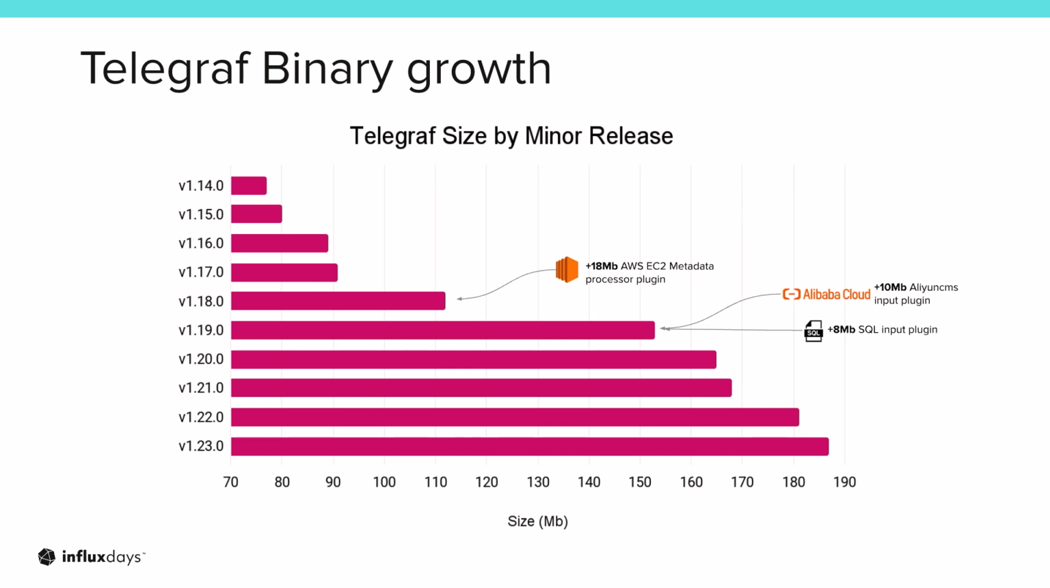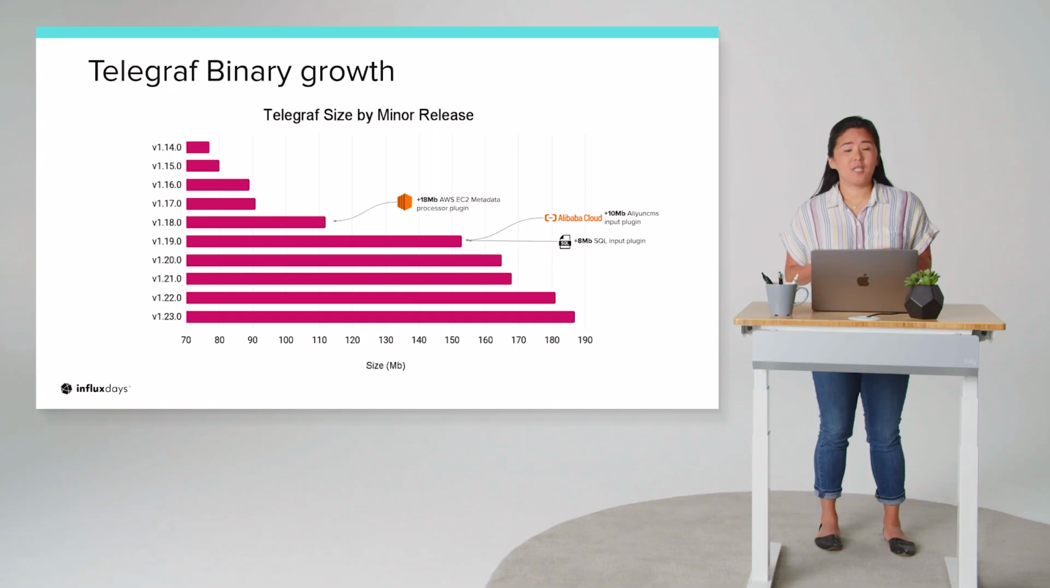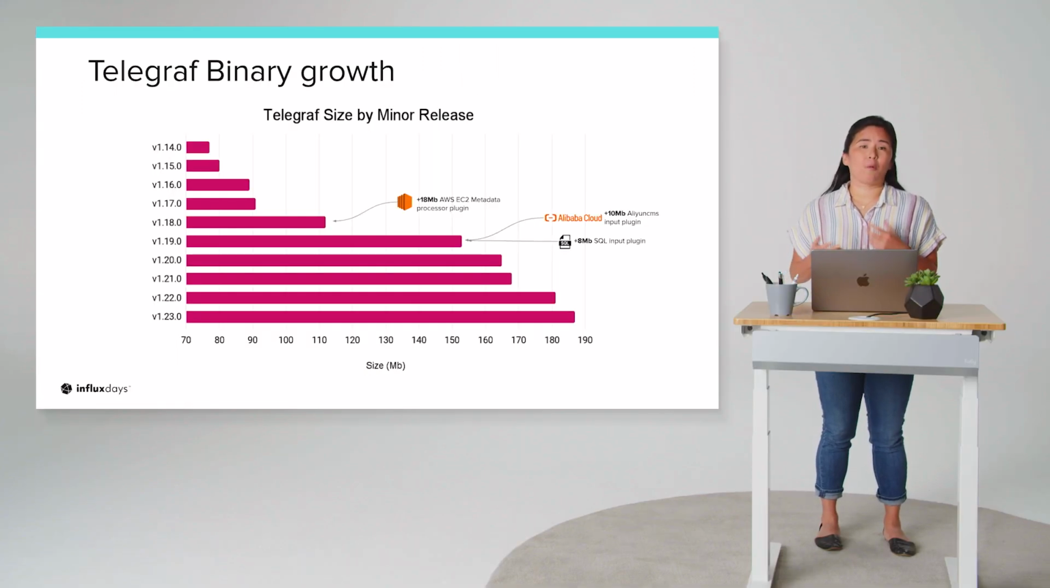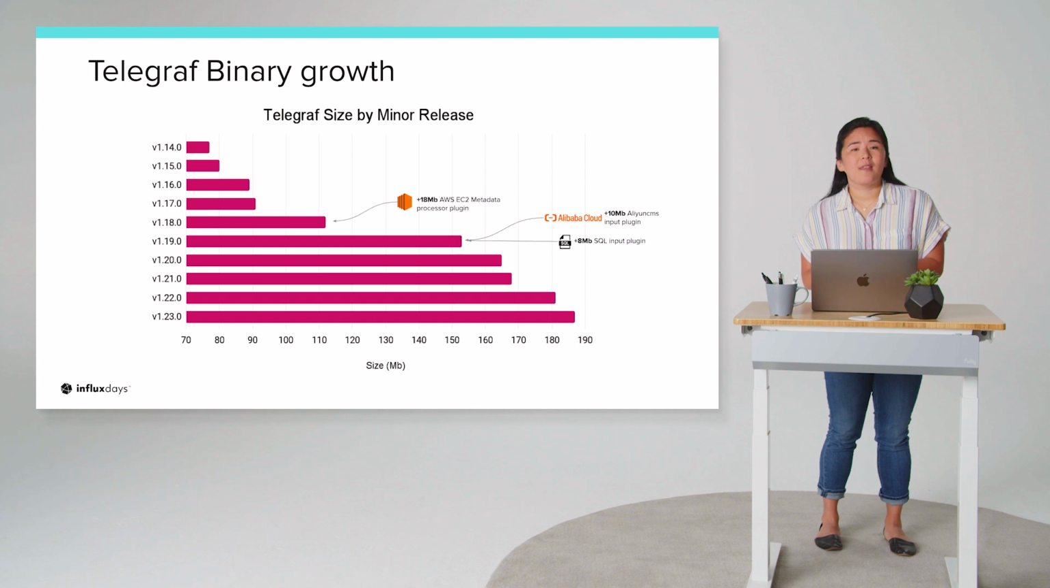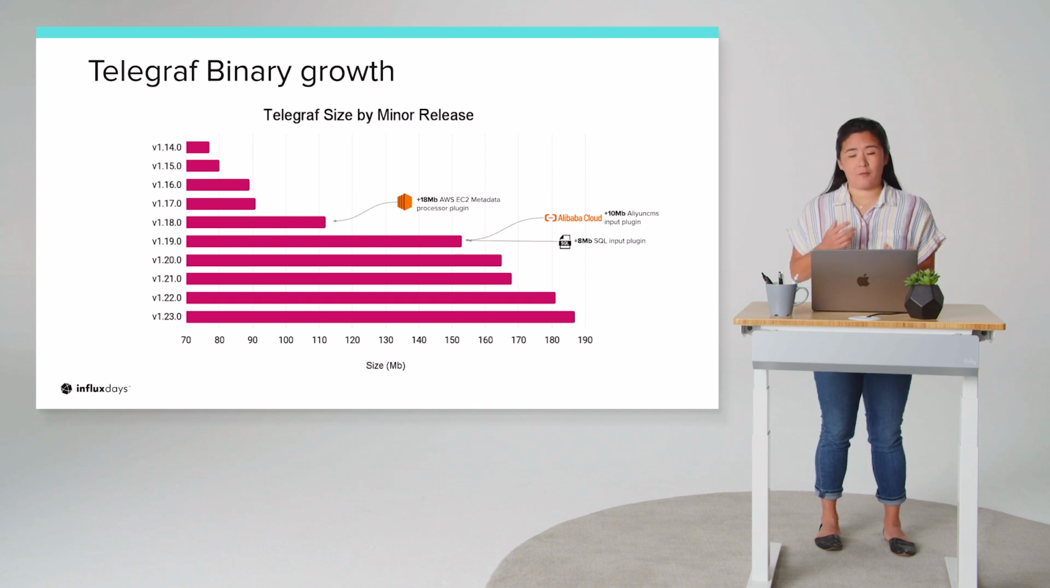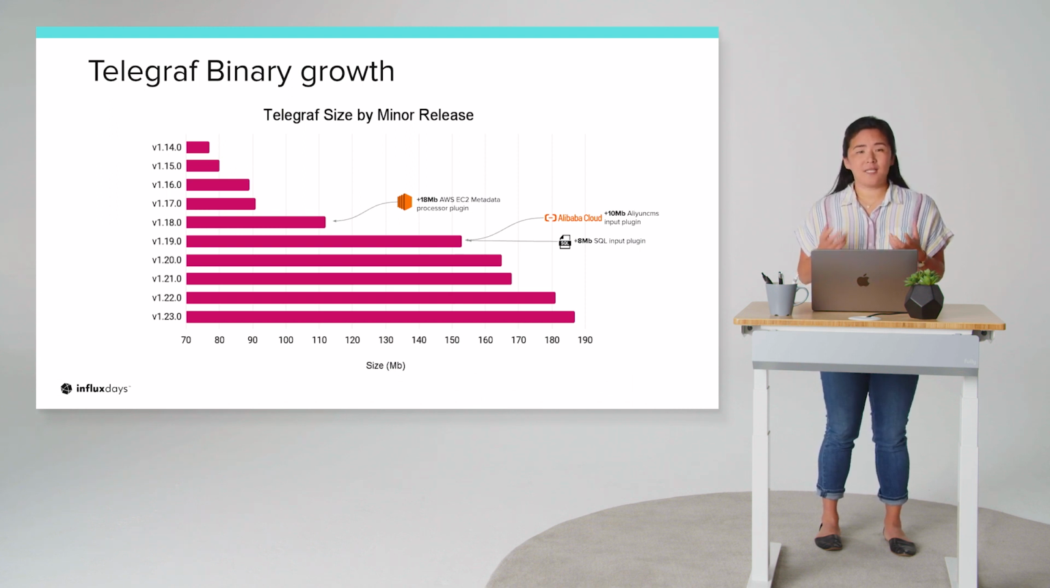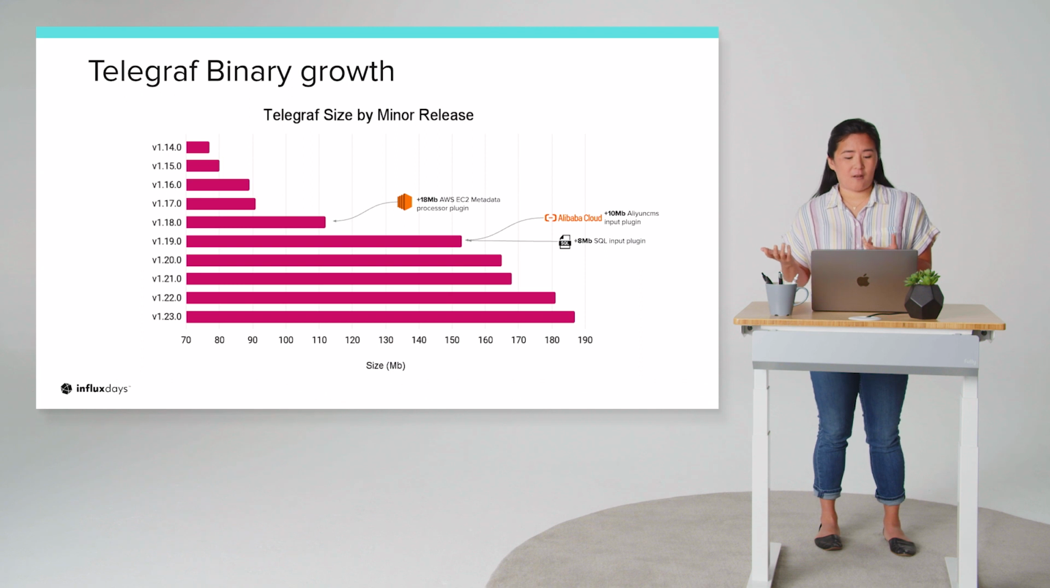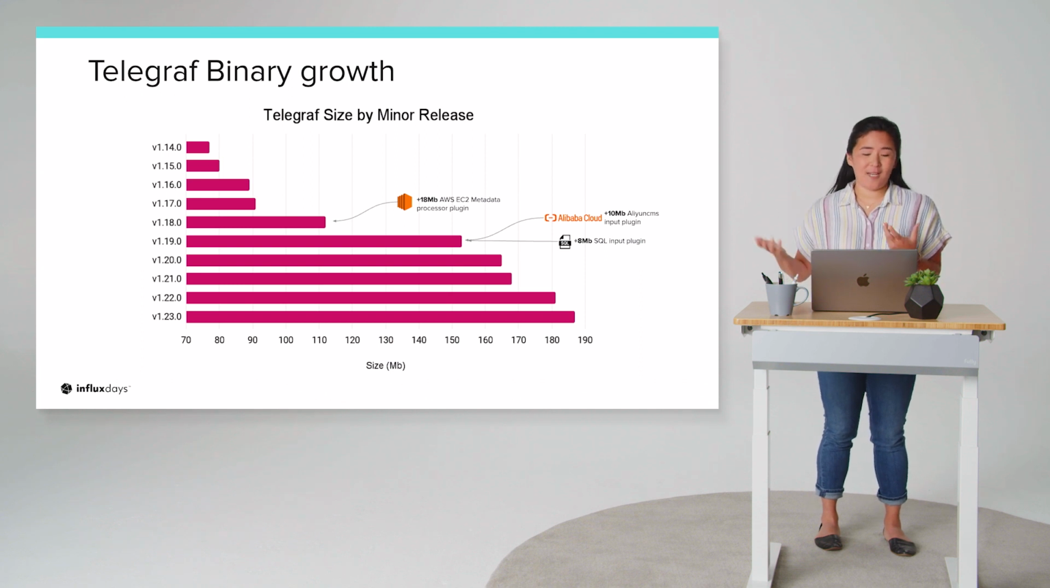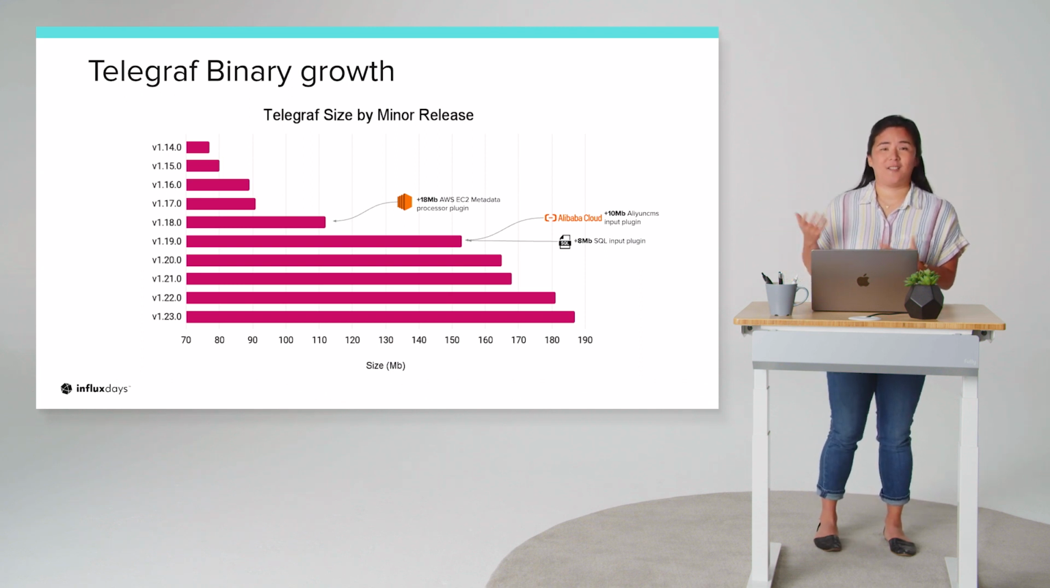Here we can see the binary of Telegraf has almost doubled in the last 10 minor releases. This became a problem recently when Jay and I were working with a company called Panacore that wanted to download Telegraf onto their robot vacuums. Because these vacuums were so small, they wanted a footprint of Telegraf in the low teens. And you can see here that there's no way that any of these versions would be able to fit onto these vacuums.